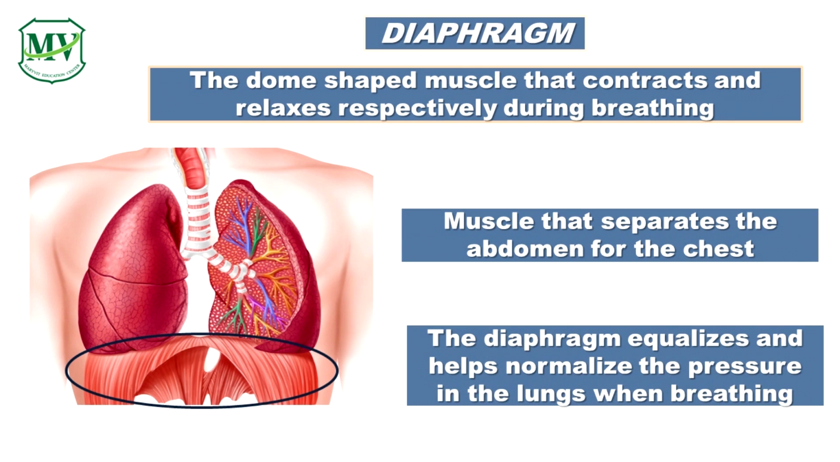Diaphragm is a special band of muscle below the chest cavity. The main function of the diaphragm is to control its volume by means of contracting and relaxing during breathing. Also, due to its constant contraction and relaxation, it equalizes the amount of pressure in the chest and in the lungs.